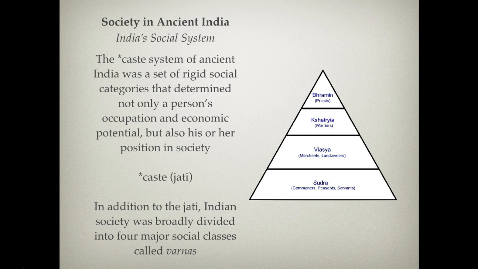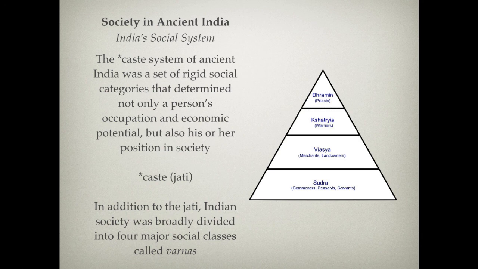Now, the caste system of ancient India was a set of rigid social categories that determined not only a person's occupation and economic potential, but also his or her position in society. And so what they believed was that these people were born into a particular caste. So how this works is that Indian society was broadly divided into four major social classes known as Varnas, and then in each Varna, they're born into a jati.